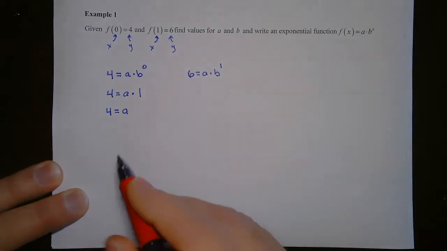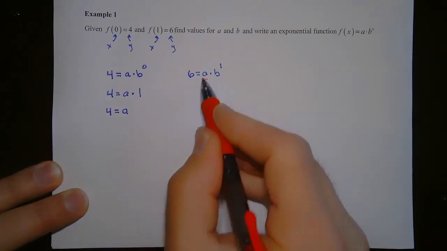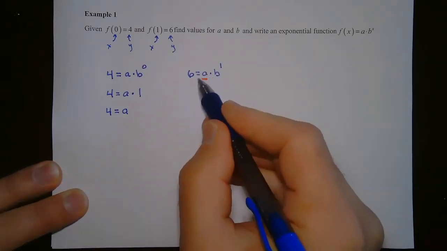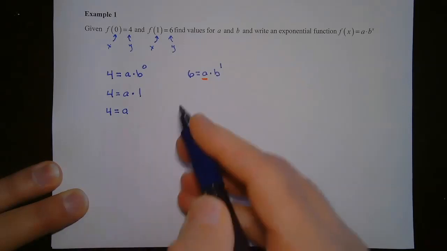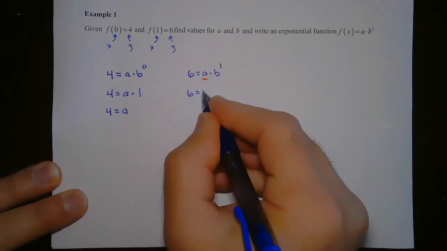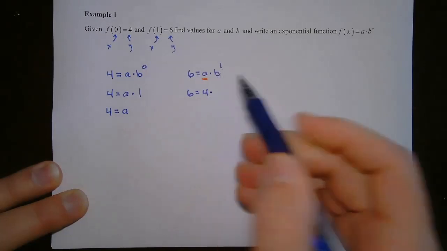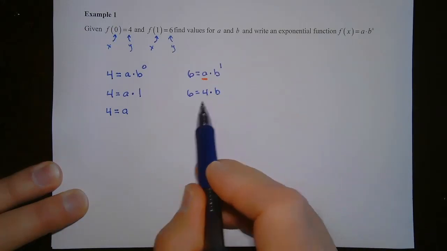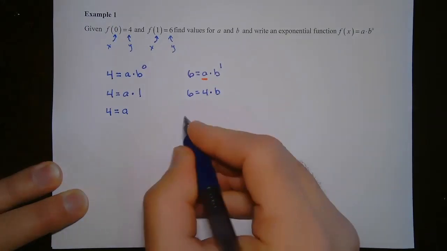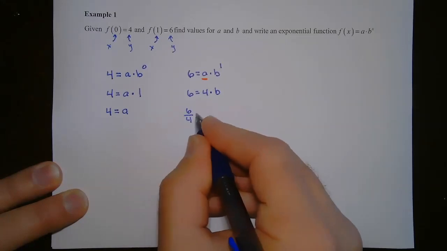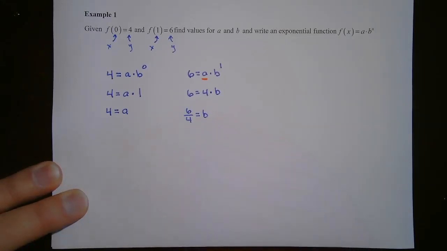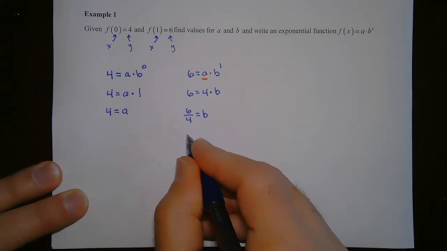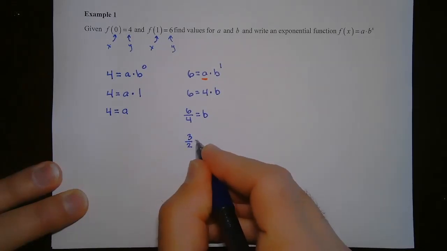Now, how am I going to get the b value? Right here is my a, and I now know that a is 4. So I can do a substitution. I can replace this a with what I know it is, which is 4. So 6 is equal to 4 times b to the first, and b to the first is just b. Then to solve for b, I just need to divide both sides by 4, and I have 6/4 is equal to b. Now, that's a correct answer, but it's not the best answer, because both of these are divisible by 2, so that means b is really 3/2.